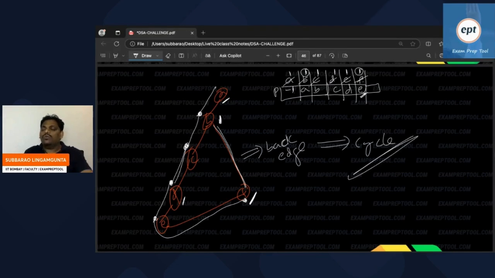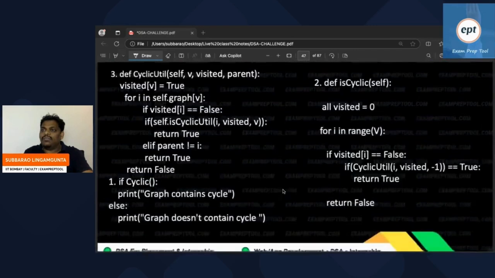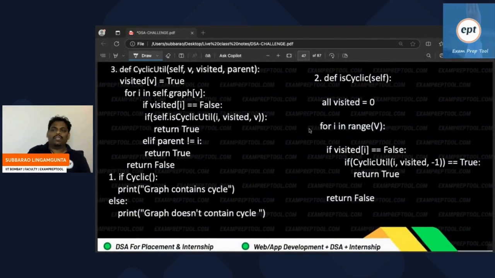Cycle exists. You have to compare with the previous person. Other than this, nothing there. Compare the previous person. I think I wrote the code also. See the code, the rough code I gave. I try to give some pseudo code, not some programming language code. Right? Let's see this one.